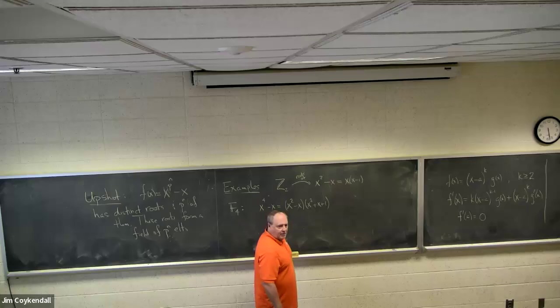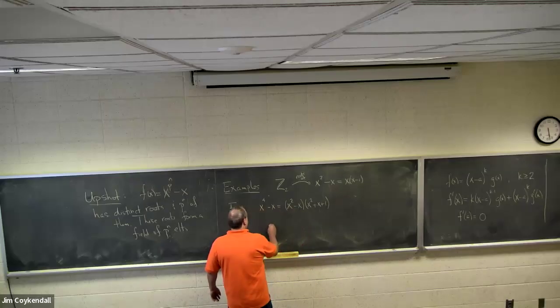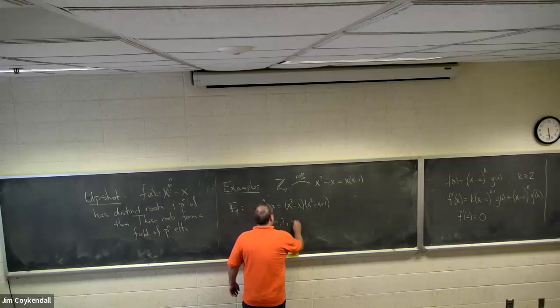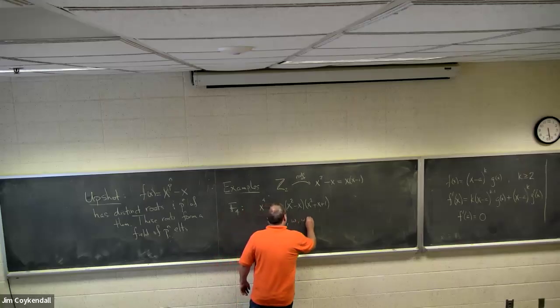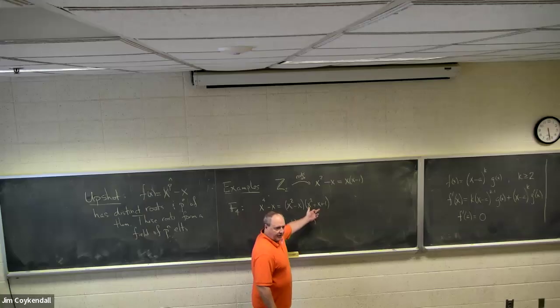Plugging in 0 gives you 1, plugging in 1 gives you 1. Okay? So here's what the field of 4 elements looks like: 0 bar, 1 bar, omega, and omega plus 1. Say that omega is a root of this, right?